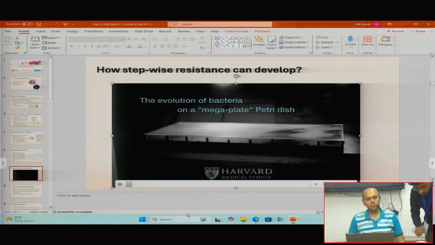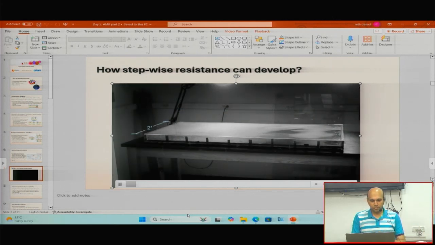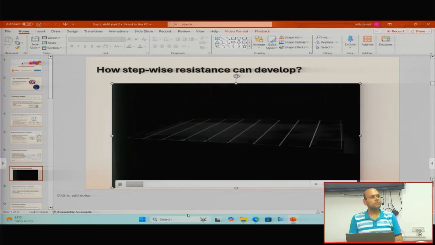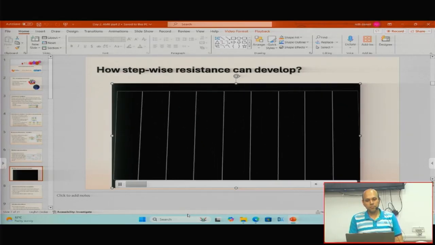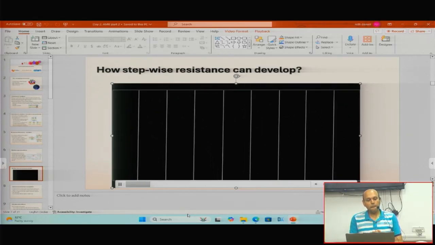The setup is basically a petri dish, supposedly 2 feet by 4 feet, and it's just set up as moving bands. At the base of each of these bands, we'll put a normal petri dish thick agar with different amounts of antibiotic.